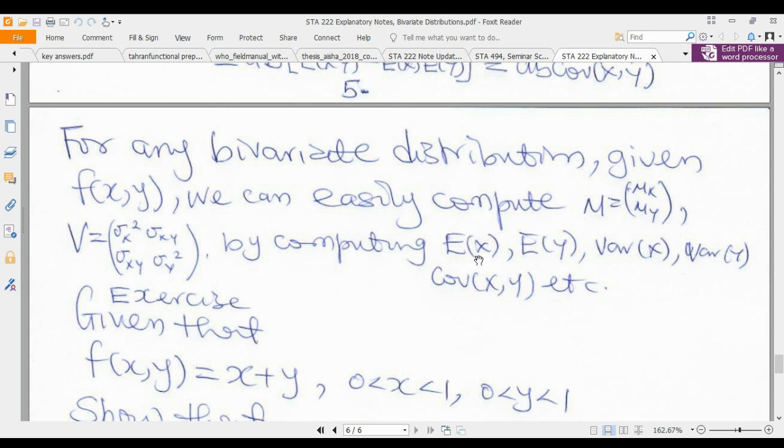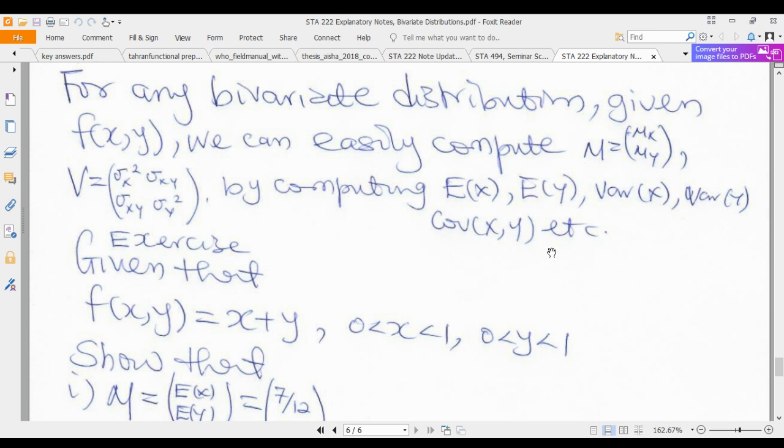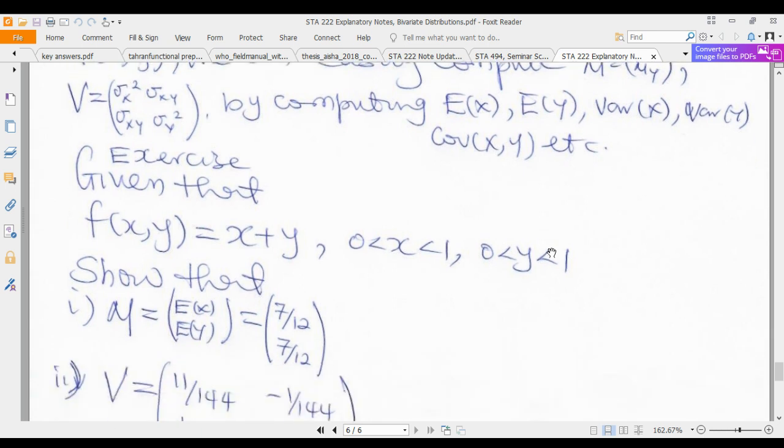Of course, before you can compute expected value of x and expected value of y, you must first of all obtain the marginal probability density function of x and y. You must obtain the marginal. After obtaining the marginal, then you can now proceed to obtain expected value of x and expected value of y, variance of x, variance of y. Then the covariance of xy is obtained from the joint f of xy: the integral of xy multiplied by f of x comma y, dx dy. You integrate it over the range of x and y to get the expected value of xy, which you will now use to obtain the covariance as well as the correlation if needed.